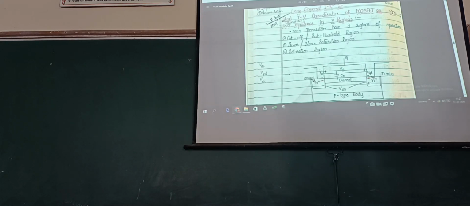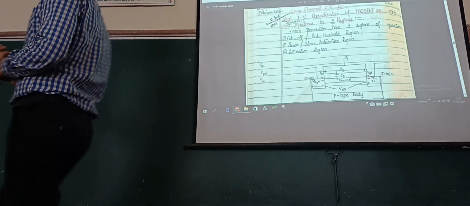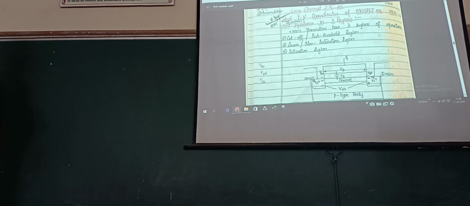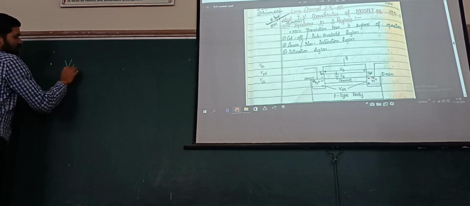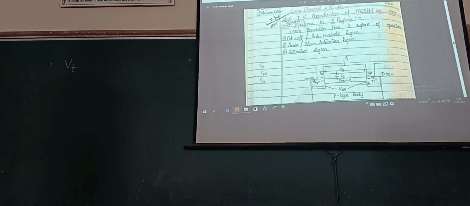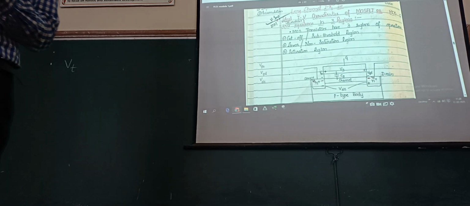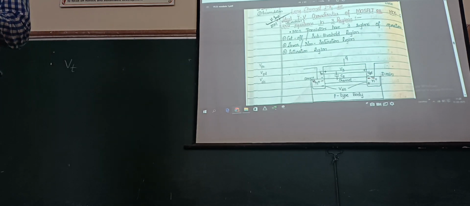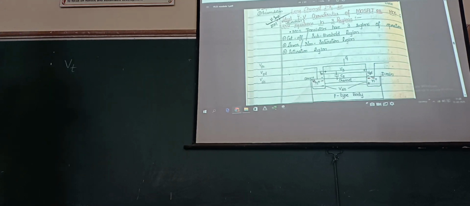Threshold voltage and threshold voltage adjustment. Do you know what threshold voltage is? VT. How do you define threshold voltage? The minimum voltage required to turn on the device. Very simple words.